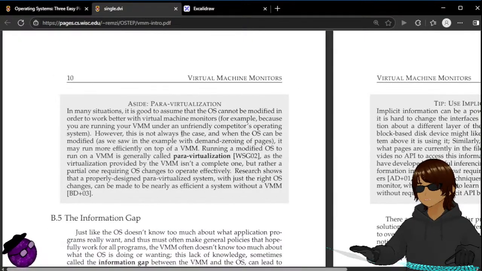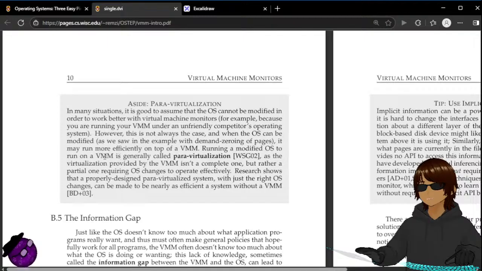In many situations, it is good to assume that the OS cannot be modified in order to work better with the virtual machine monitor, for example, because you are running your VMM under an unfriendly competitor's operating system. However, this is not always the case, and when the OS can be modified, it may run more efficiently on top of a VMM.